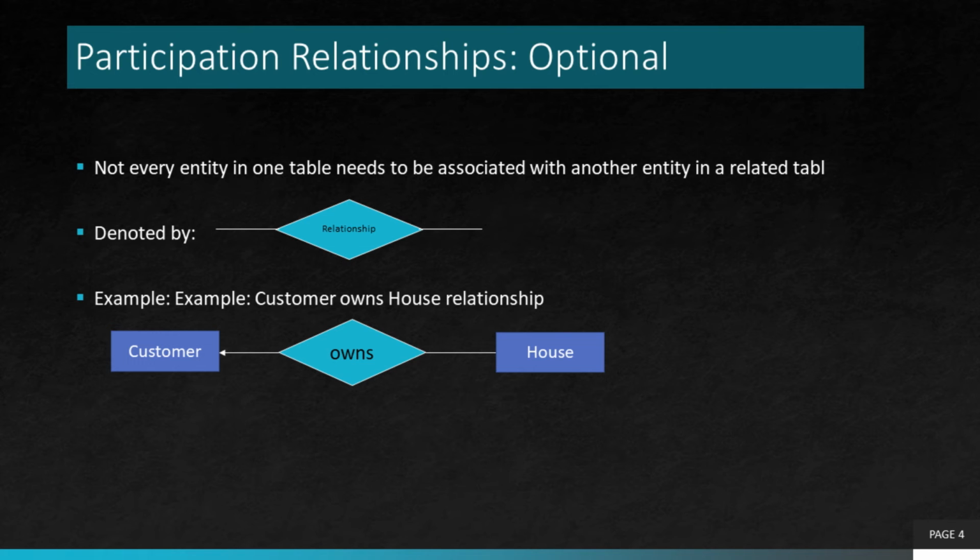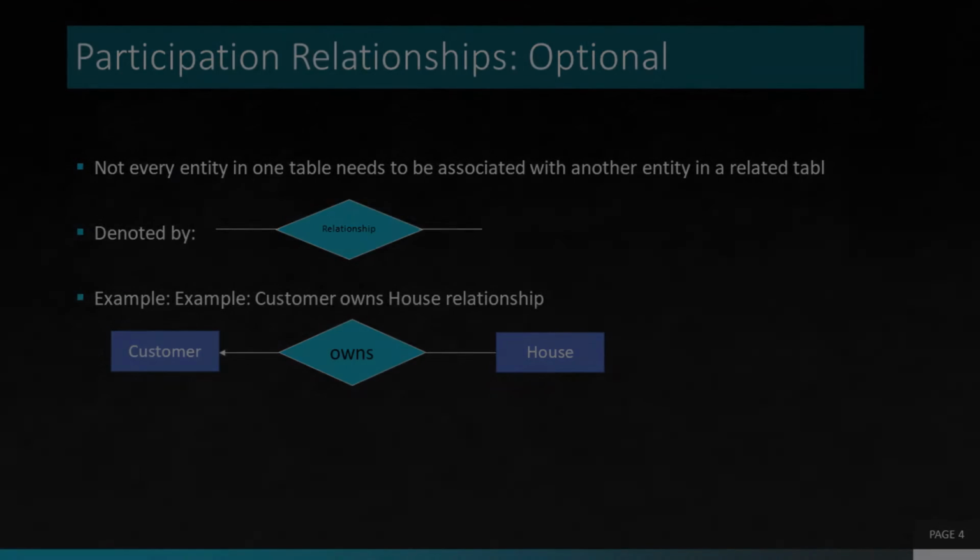Now for the optional participation relationship, it means that if there is an instance of an entity, it can exist by itself and not participate in any other relationship. It is denoted by a diamond, the name of the relationship, and two lines without any arrows. For example, customer owns a truck relationship. So you have the customer, then you have the relationship which is owned, and then you have the entity which is car. You can have a car without having a customer.